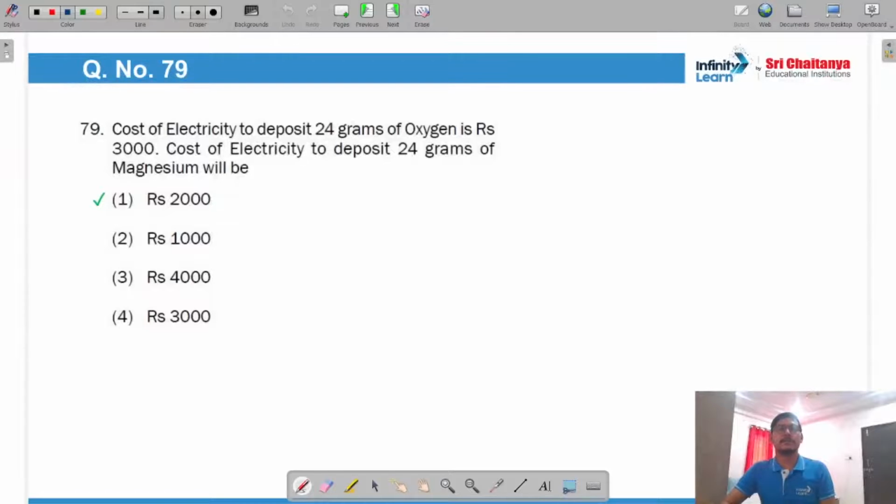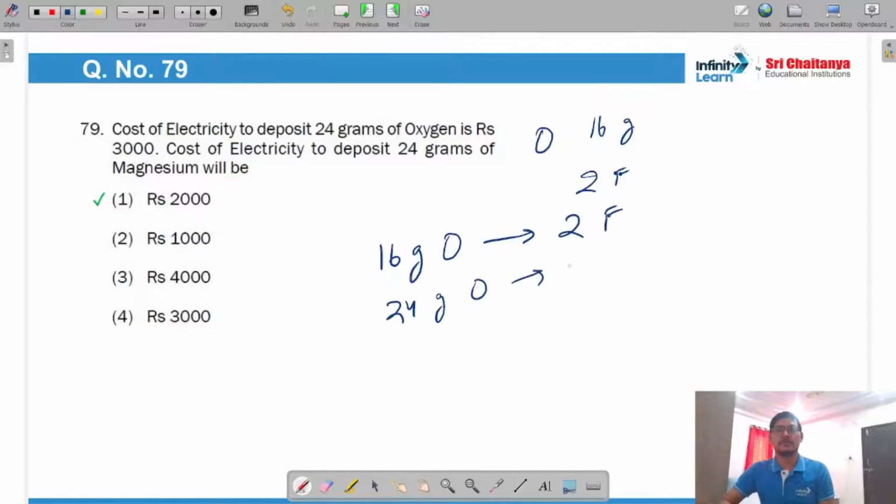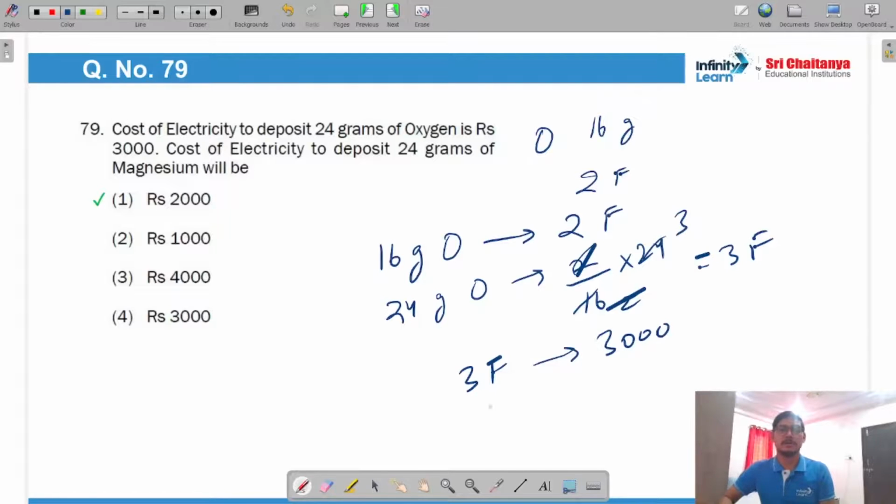Cost of electricity to deposit 24 gram of oxygen. All right. So oxygen molar mass is 16 gram and it takes up 2 electrons, right? So 16 gram of oxygen would involve a reaction with 2 Faraday of electricity, 2 moles of electrons. So 24 gram of oxygen would require how much electricity? 2 by 16 multiplied by 24. So this is basically 3 Faraday of electricity. Now it is simple. 3 Faraday of electricity costs 3000. So 1 Faraday would cost 1000 rupees.